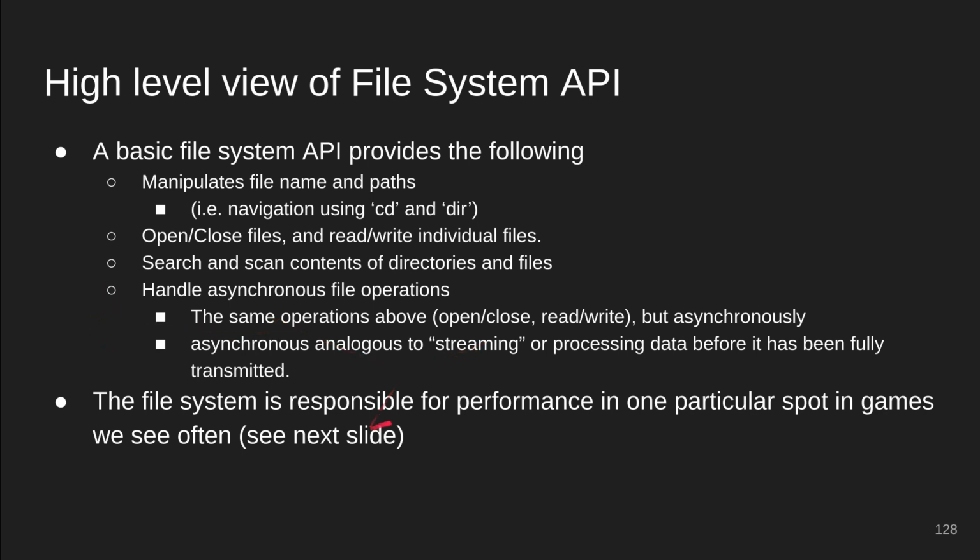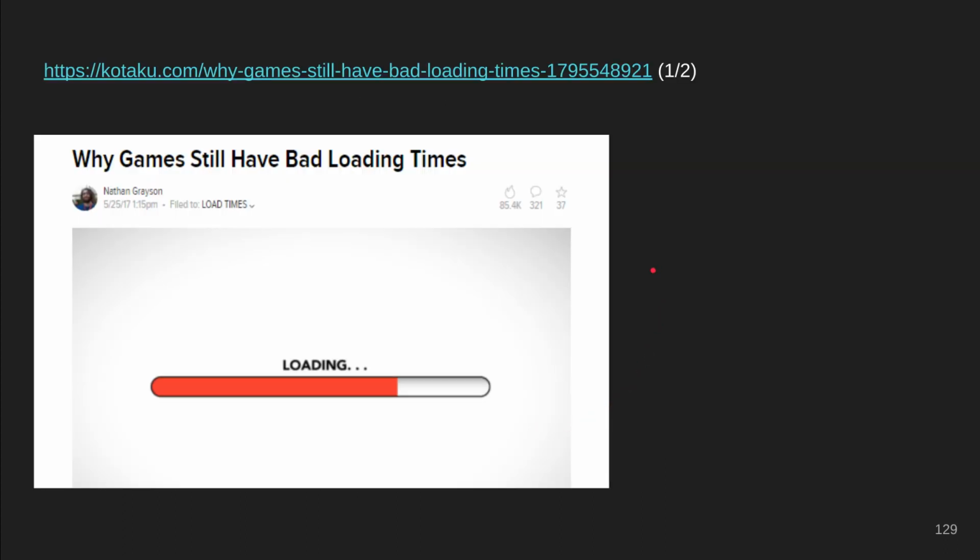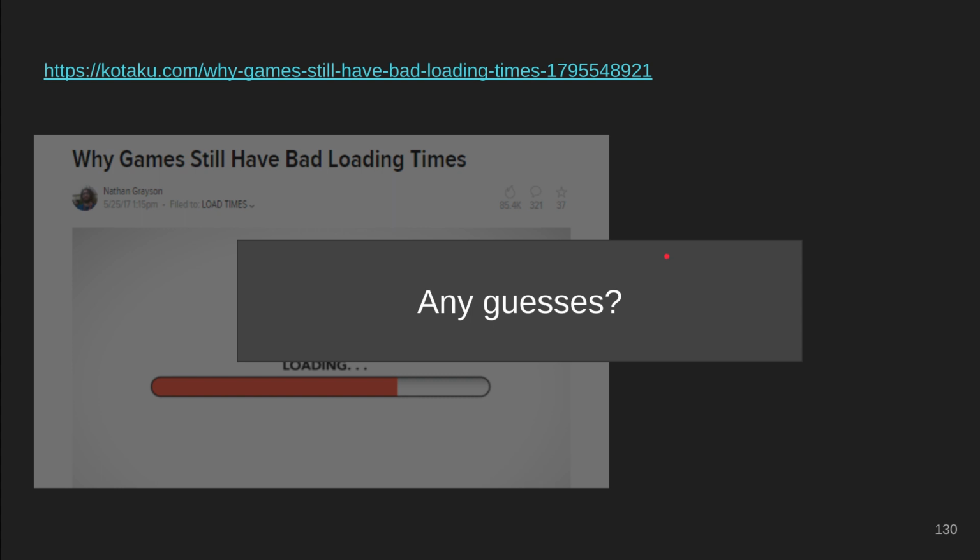Okay, so again, the file system is responsible for performance in one area of our games, and this is load systems. You can read this article if you want, but this is sort of the problem with games: for the longest of times, they have always had bad loading times, okay? And we want to do a little bit better. And why? Go ahead and pause and think about this. Why are game loading times so bad?